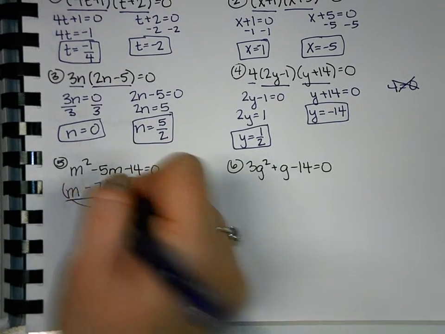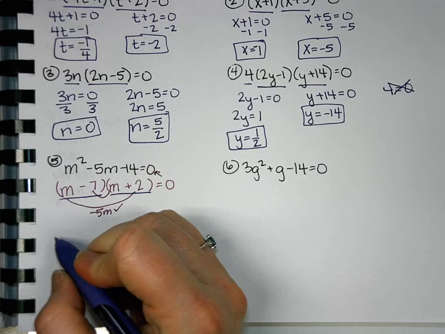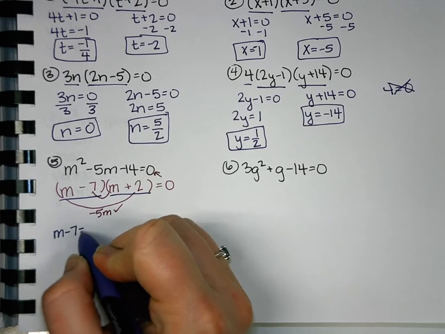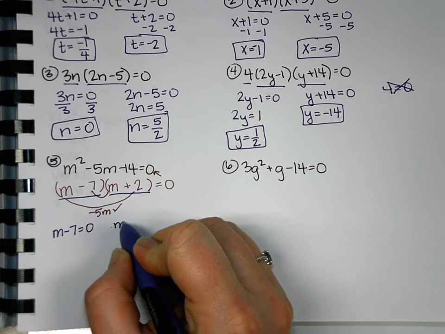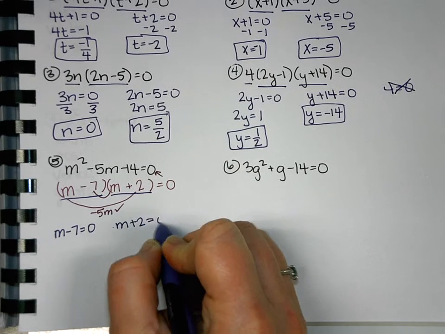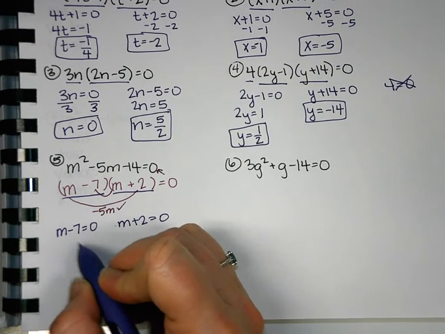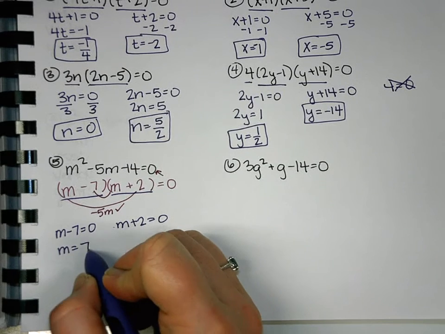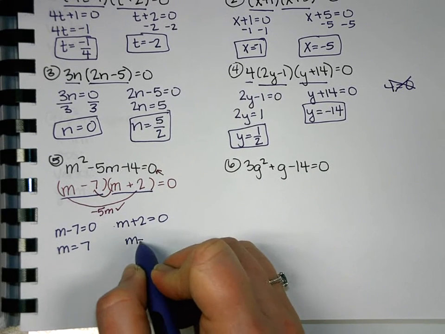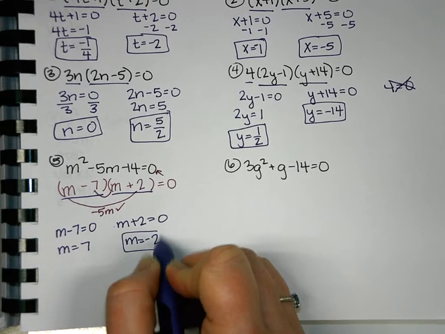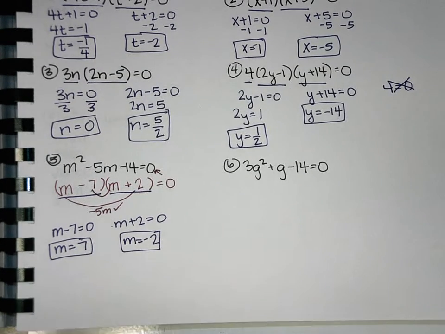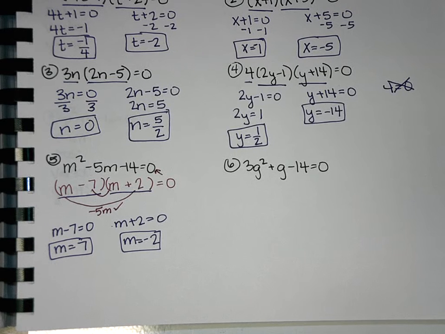So then I look at what are the 2 things being multiplied. M minus 7 was one of the things being multiplied, and m plus 2 is the other. Solve each one, so add 7 to both sides. Over here we'll subtract 2 from both sides, and we get negative 2 and 7. So the way that they might get a little more difficult today is the ones where you have to factor first and then go ahead and do your 0 product property to solve.